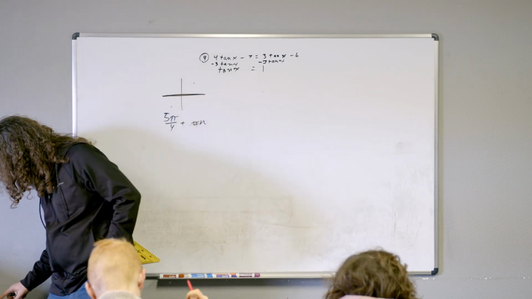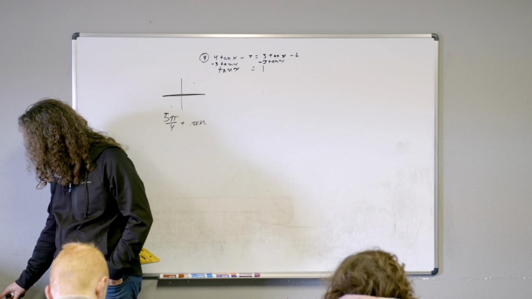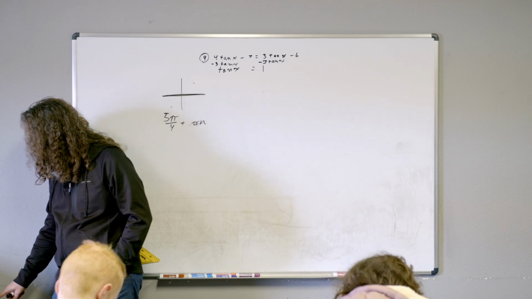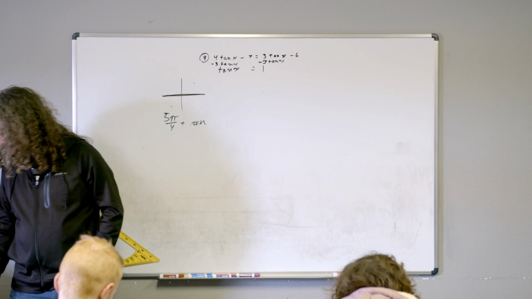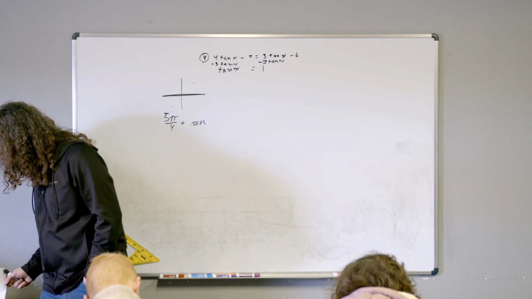Okay. Number 6, the answers are 2 pi over 3 plus 2 n pi and 4 pi over 3 plus 2 n pi. Let's finish this lesson up.